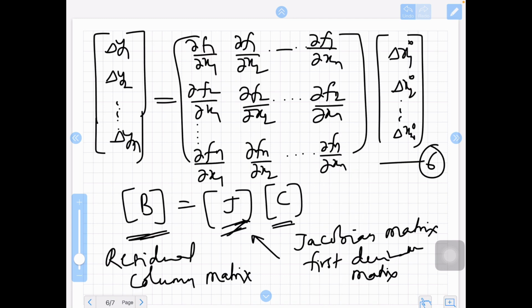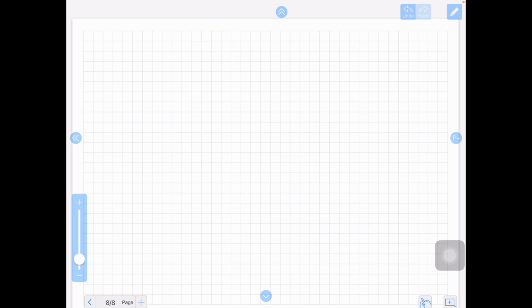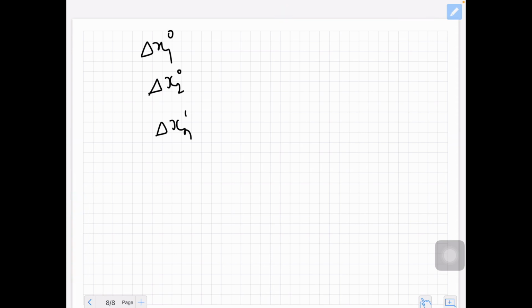So here in the same lines you can find the residual column matrix. It is the difference between the specified quantities and the calculated quantities in the initial solution, and the Jacobian matrix elements also you can find as shown in this example. And by knowing the B and J matrix, you can find the C matrix. So that means C matrix is nothing but delta x1 naught, delta x2 naught, similarly delta xn naught. So that means we are finding the corrections required for the initial solution.